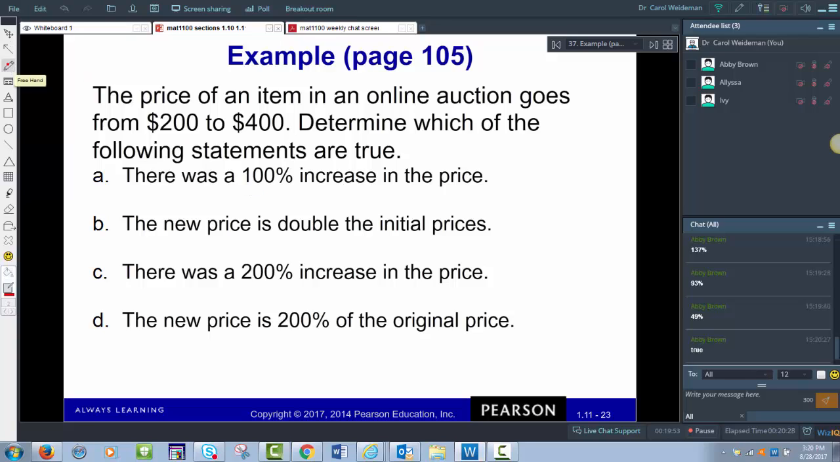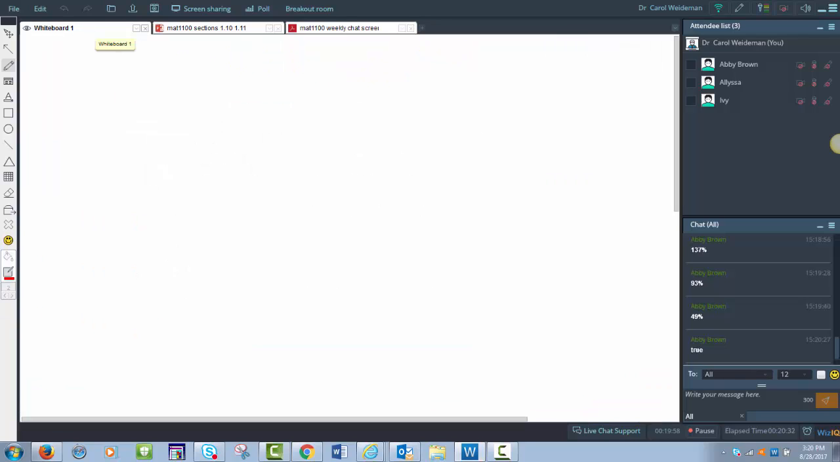This one's true. Absolutely, this is true. And let me just jump over here for a second to another whiteboard. So remember how we find percent change. Whoops. Let me erase that for a second. Let me go back. So percent change, if you remember, and this is in your book.